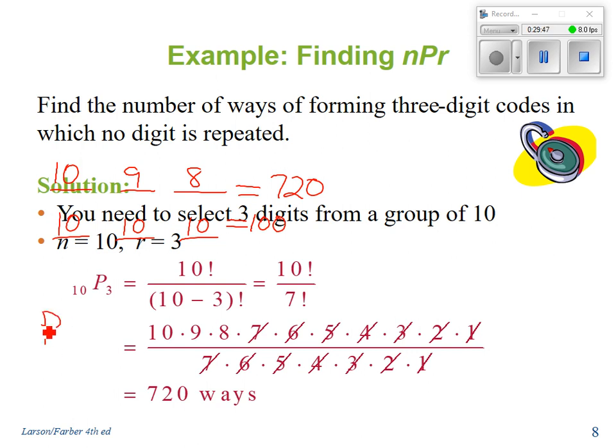Using permutations, how many total numbers do we have? 10. How many are we taking at a time? 3. What did it come out to be? 720. We can use the fundamental counting principle a lot of times instead of using permutations, depending on the problem, and that's what I did here. Different ways to do it. Notice, again, all that canceled out, and it's just 10 times 9 times 8.